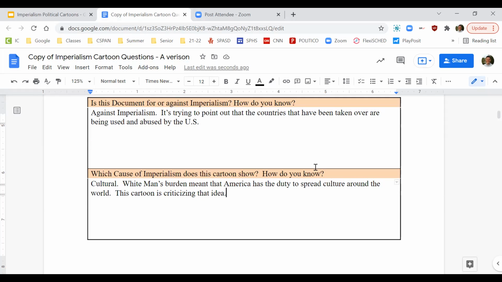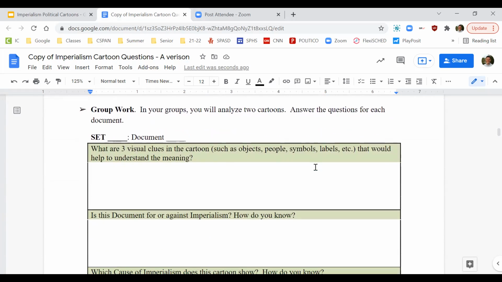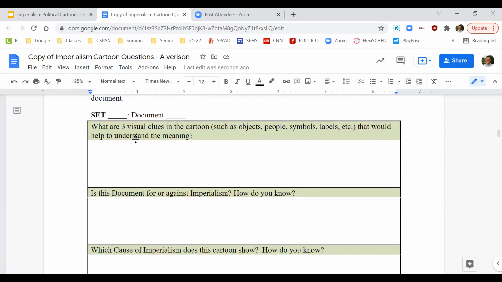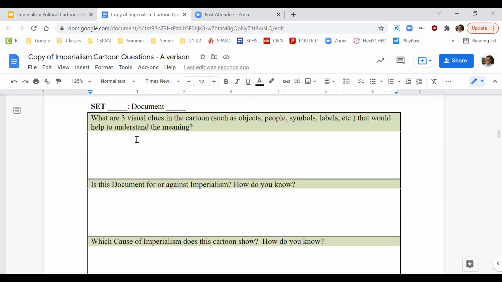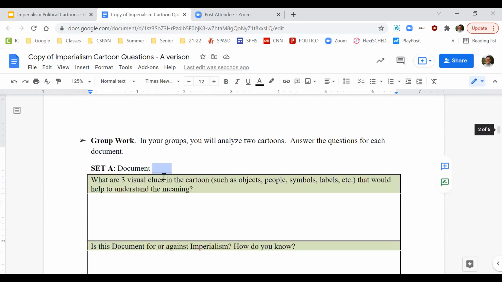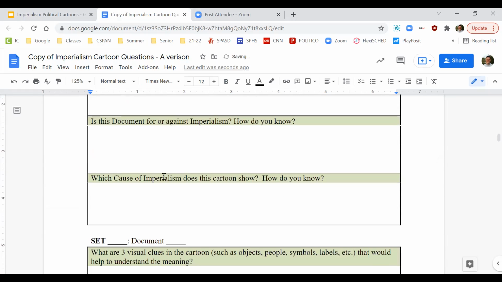Now, in your groups, you'll analyze two cartoons. Whatever group you're in, you're going to be looking at those two documents. If you're group A, you're going to be analyzing group A documents. And so what I would do is when you get your small group and your documents, split up the documents within your group. So if you are doing group A documents, you'd write group A, and then let's say document cartoon one is right there.